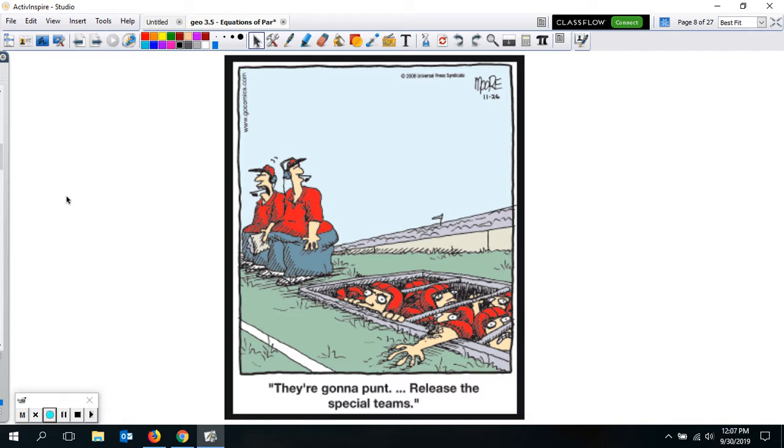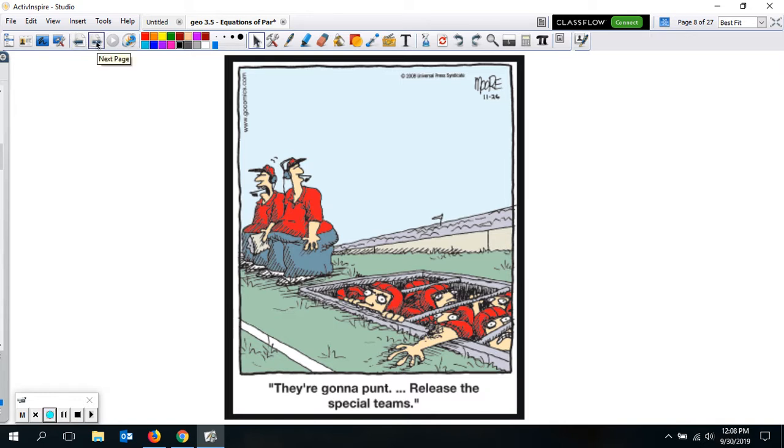First, let's quickly go to our little football cartoon today. The coach on the sideline says to his other coach, "They're going to punt. Release the special teams." The special teams are in a cage underneath, like caged animals, and you can see them coming out on the field. So obviously we have an offense and a defense, but there also is special teams on a football team. If you're not familiar with football, there's a whole team just for punt situations or kickoff situations, special teams.